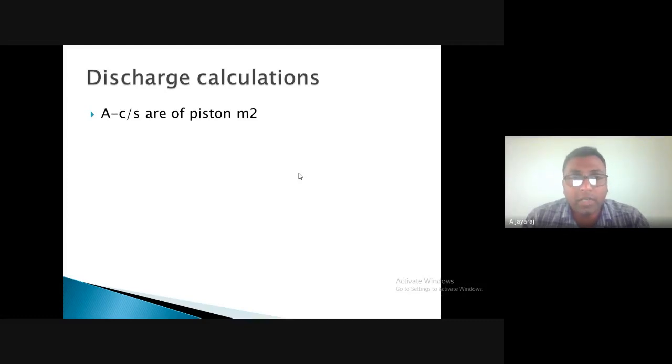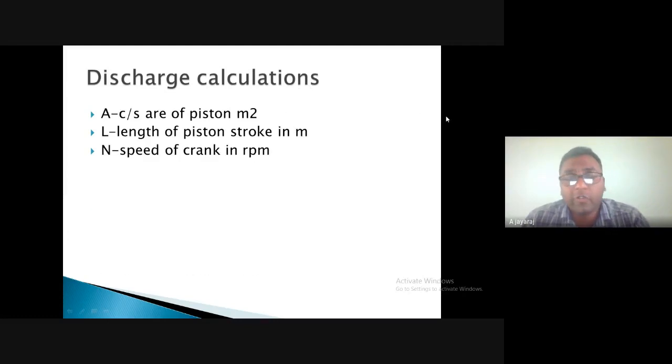So A is the area of cross section of the piston in meter square, and L is the length of the piston stroke in meters. Area multiplied by length gives the volume of the cylinder, which is the volume of the fluid that is being discharged, or the volume of the fluid that is being admitted into the cylinder per stroke. N is the speed of the crank in revolutions per minute. R is the radius of the crank.